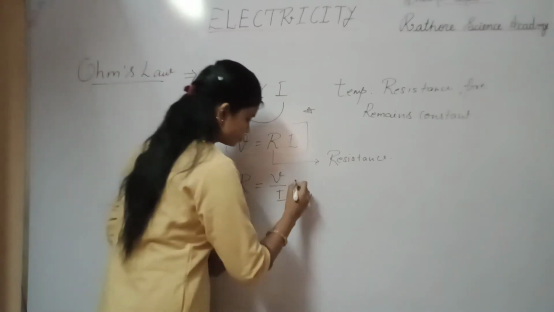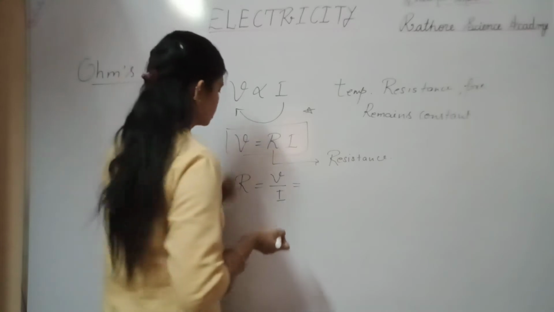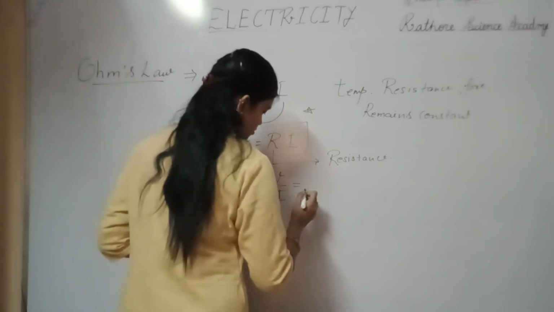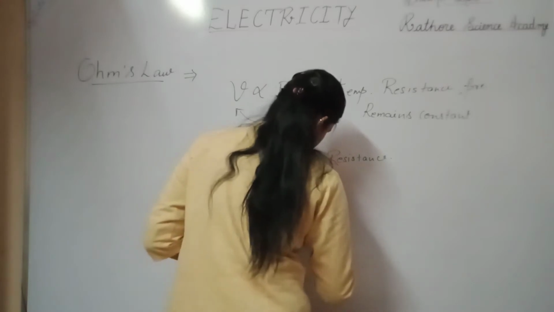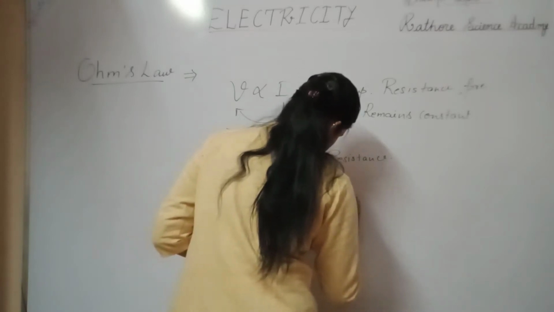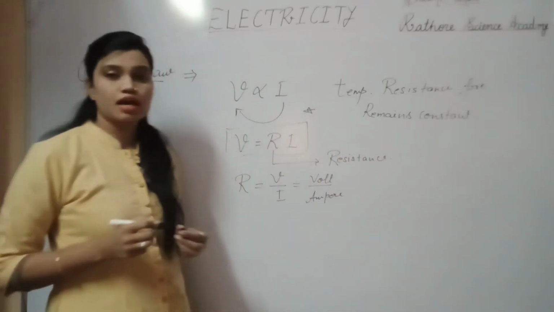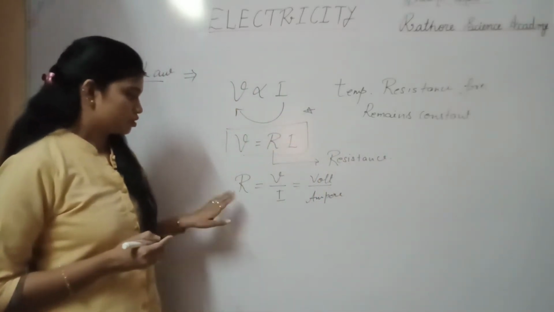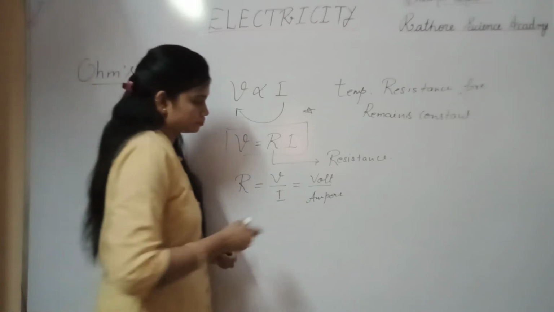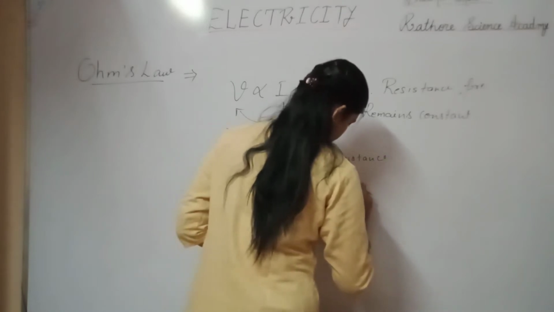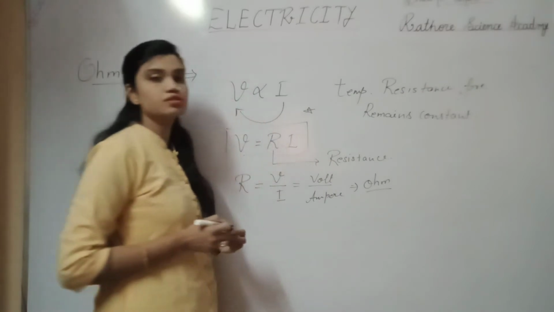Now, what is the unit of potential difference? The unit of potential difference is volt, and the unit of current is ampere. So the unit of resistance is volt upon ampere, and volt upon ampere is ohm. So the unit of resistance is ohm.